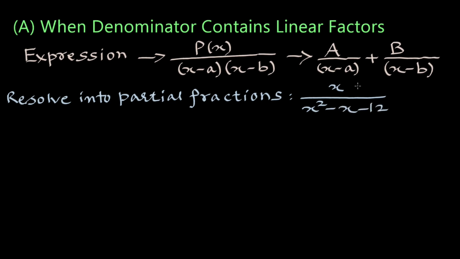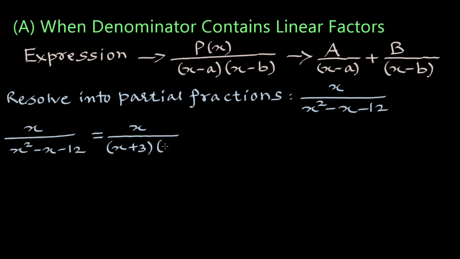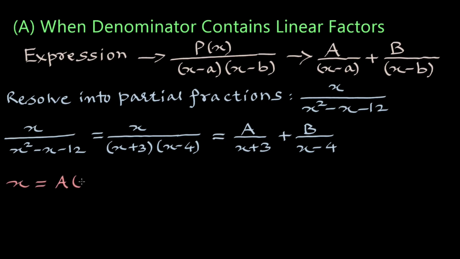Here, the degree of the numerator is 1 less than that of the denominator. So we write this expression equals x upon the factors of x square minus x minus 12, (x plus 3) into (x minus 4). This we write as A upon (x plus 3) plus B upon (x minus 4). This further will be x equals A into (x minus 4) plus B into (x plus 3).